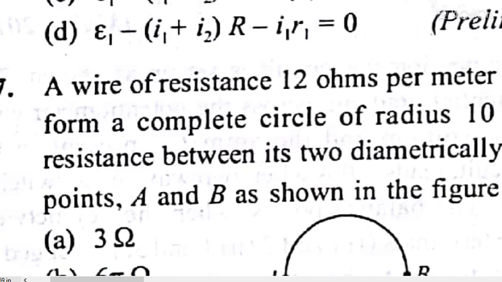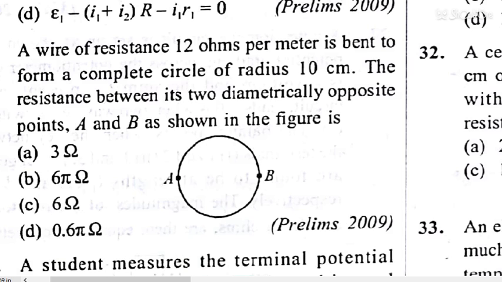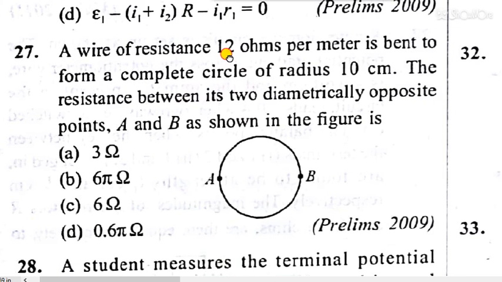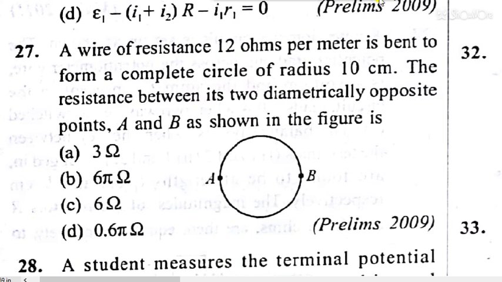Now, this is a very good question. You can see this is the amazing question from today's lecture. So yes, now I will show you. I hope the question is visible. Yes, now we are going to solve it. So he is asking about a wire of resistance 12 ohm per meter bent into a circle of radius 10 centimeter. So students, first of all I have to know that this 12 ohm per meter is the resistance.